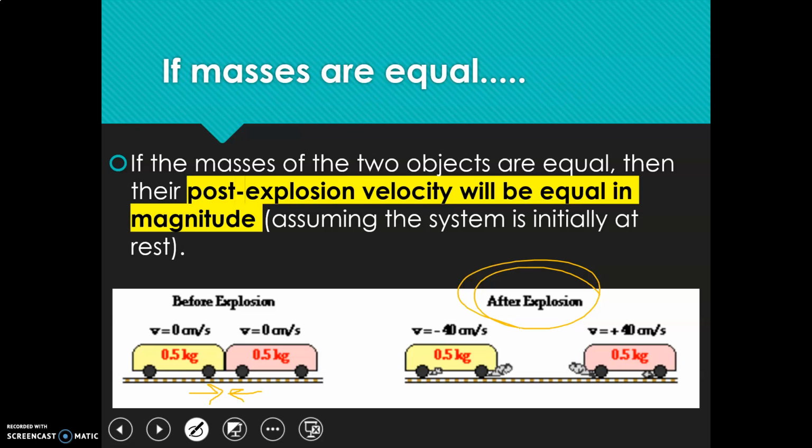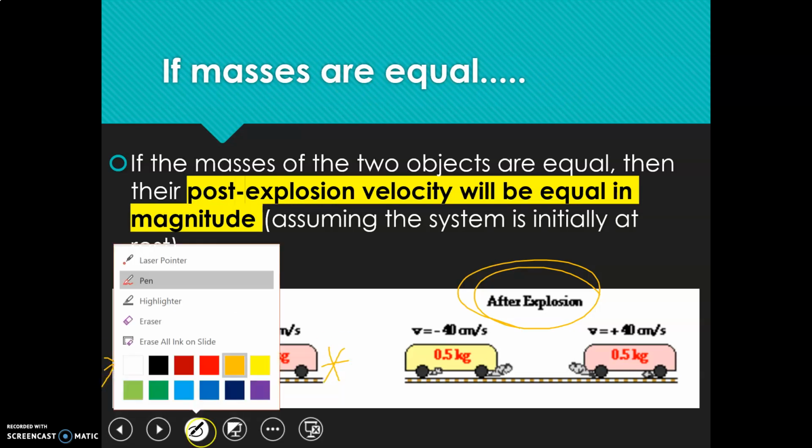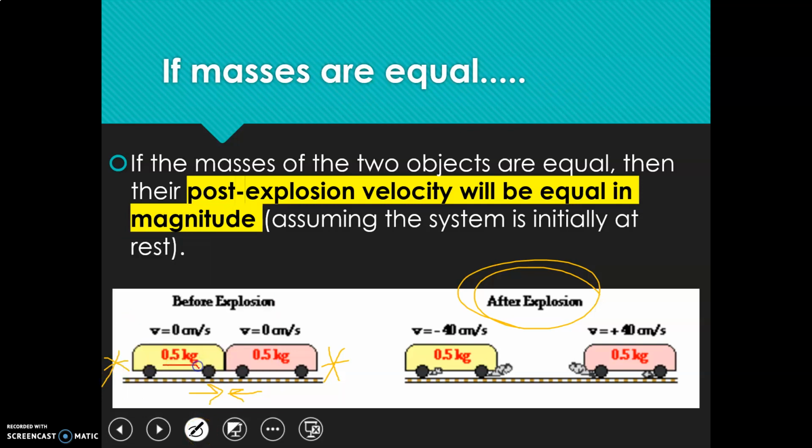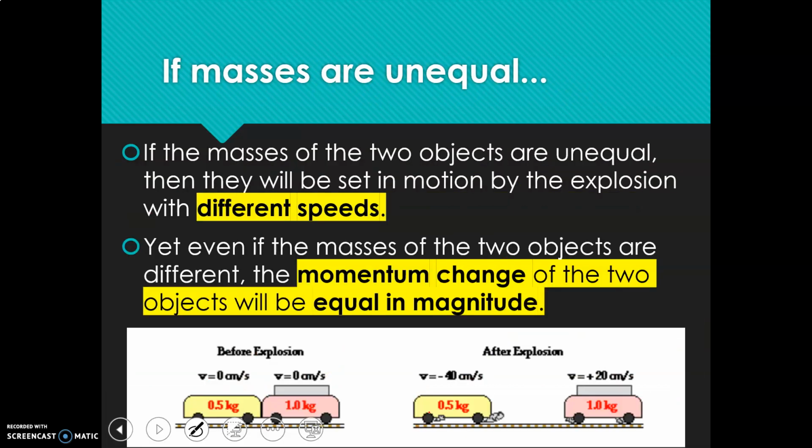So these two carts here are initially at rest. You see that their masses are the same. They are 0.5 and 0.5 kilograms. So after the explosion, they both move 40 centimeters per second. However, notice that this cart moving to the right has a positive velocity. This cart moving to the left has a negative velocity. So equal in magnitude, but opposite in direction because they are moving away from each other. One to the left, one to the right.